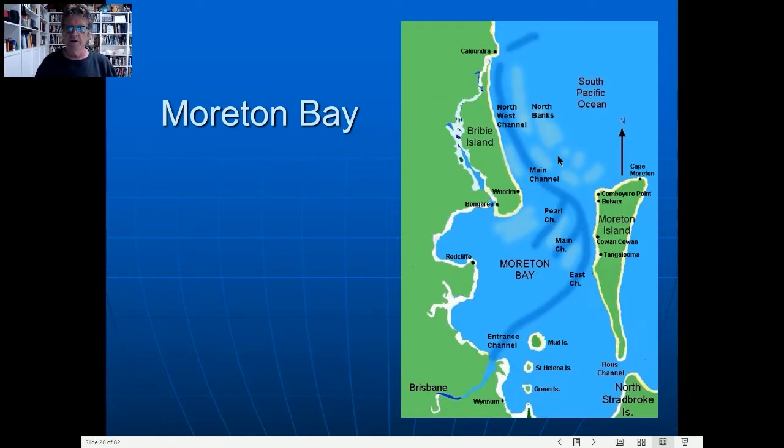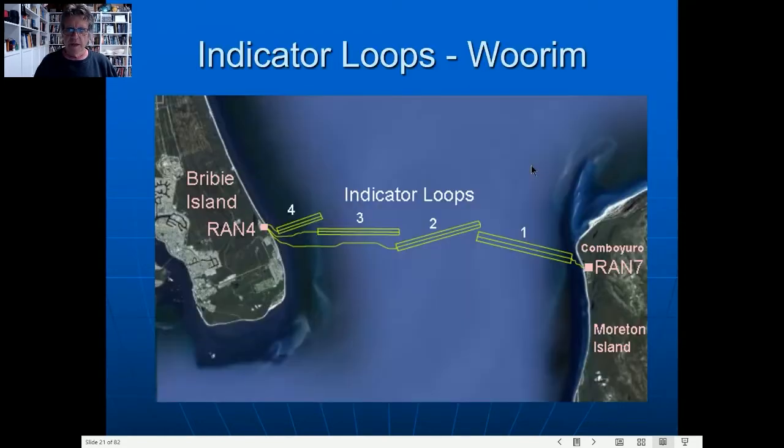They did something like 90 operations out of Brisbane, so it was very active. Okay, so this is how the loops were laid out. As I showed you in the first slide, they were called three-legged loops, and there were 4 of them. The first 3 were controlled from that little hut I showed you on Bribie Island at Wurrum. That was called RAN4, Royal Australian Navy Station number 4, Naval Station 4.